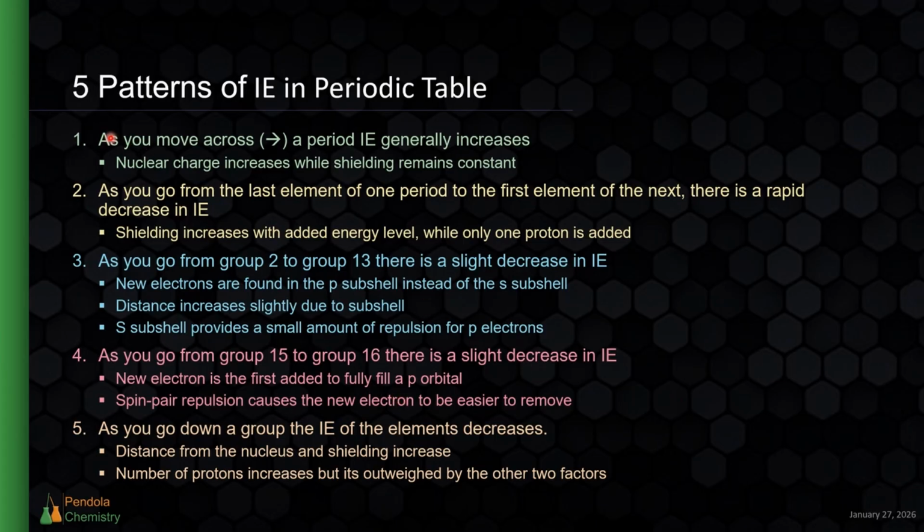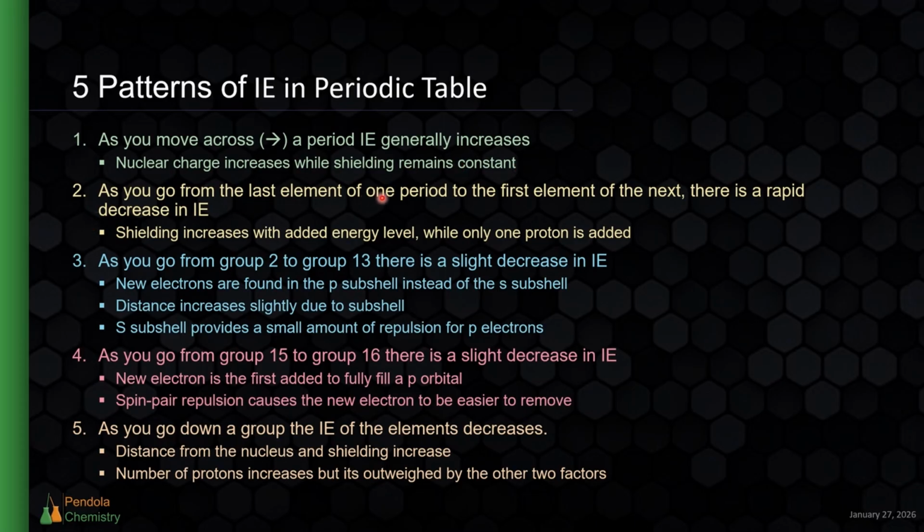But in general, as we move across a period from left to right, the ionization energy is generally going to increase for an element. Nuclear charge, as we move from left to right, is going to increase while shielding remains basically the same because we have the same number of energy levels.